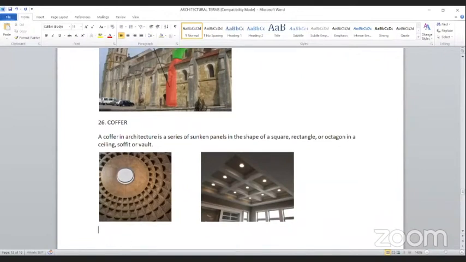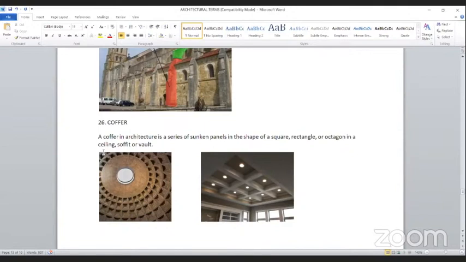Coffer. You might have heard of coffered ceilings. This is where it comes. A coffer is a series of sunken panels in the shape of square, rectangle, or octagon in a ceiling, soffit, or vault. The shape can be square, rectangle, octagon. Here you can see it is a square. It's sunken, as you can see.